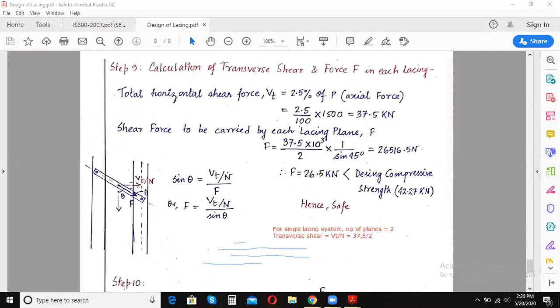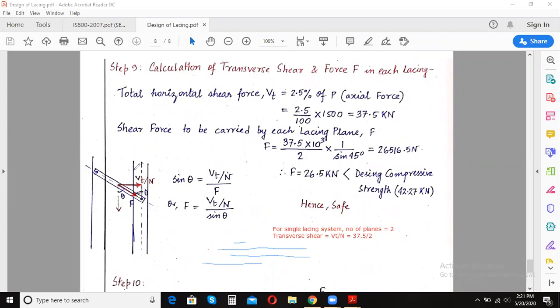Okay. Now, Vt by n, this value of shear force will be acting in the horizontal direction. And we have to calculate F, which is acting along the direction of the lacing. Okay. So F is acting in this manner and Vt by n is acting in this manner. So what you can do is you can form a right angle triangle here. Okay. And this angle is how much? This angle is equal to 45 degree. See, this is theta and the theta here is equal to 45 degrees.